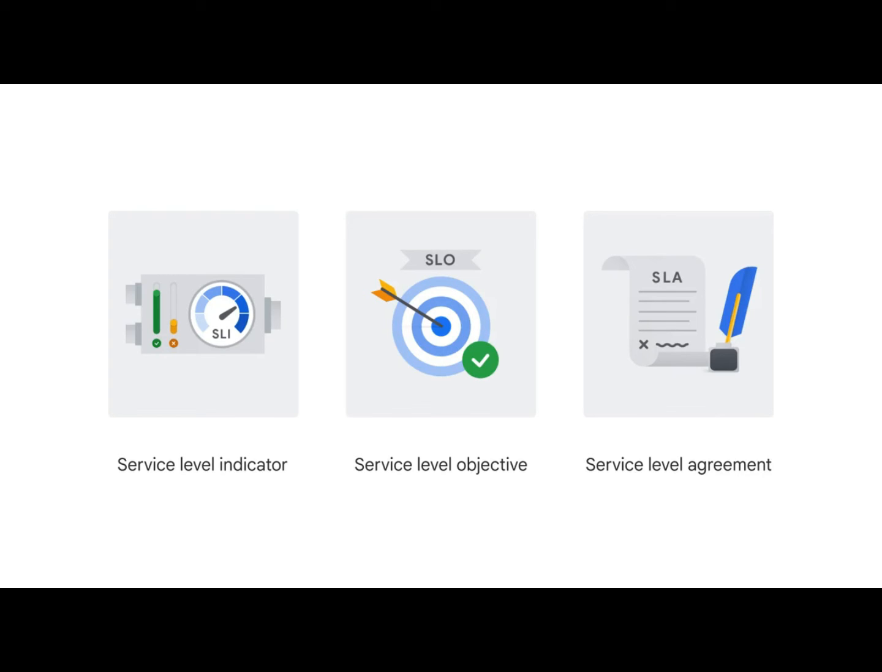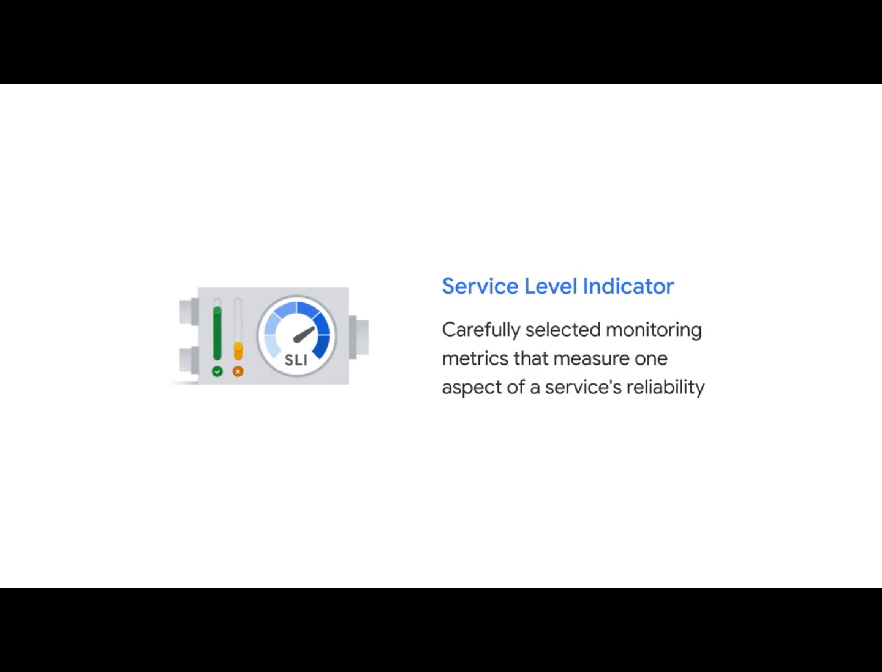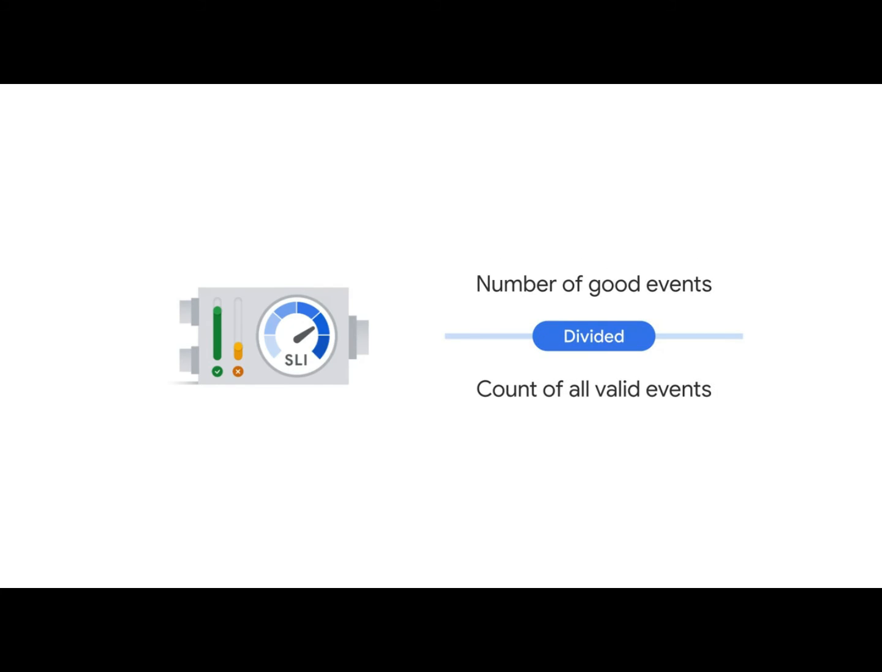a system's 4 golden signal metrics. Service level indicators, or SLIs, are carefully selected monitoring metrics that measure one aspect of a service's reliability. Ideally, SLIs should have a close linear relationship with your user's experience of that reliability, and we recommend expressing them as the ratio of 2 numbers: the number of good events divided by the count of all valid events.